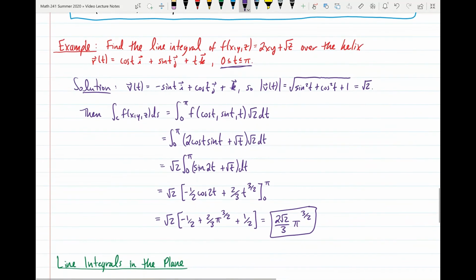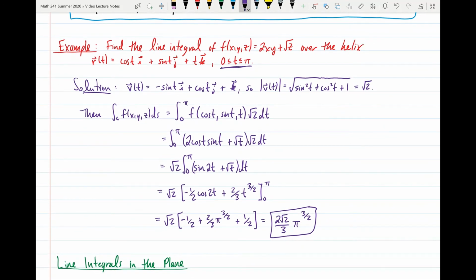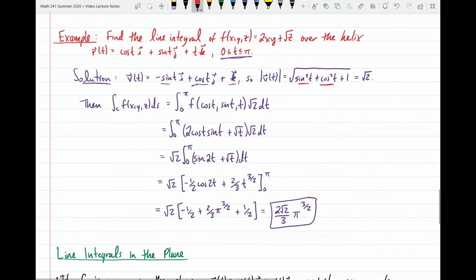Okay, so we're going to use the same methodology we did before. So we can find the velocity first just by taking the derivative of each of the component functions of r here, and we get negative sine t i plus cosine t j plus 1 k. And then if we take the magnitude of that velocity function, we end up with a sine squared and a cosine squared that are going to equal 1. And so ultimately this is equal to the square root of 2.